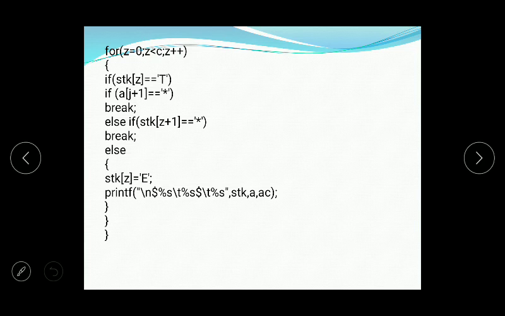Last case, that is when it has to be reduced by E. If the stack is T and input is star, we have to break. Else if the stack contains star, then we have to reduce it to E. Finally, display.